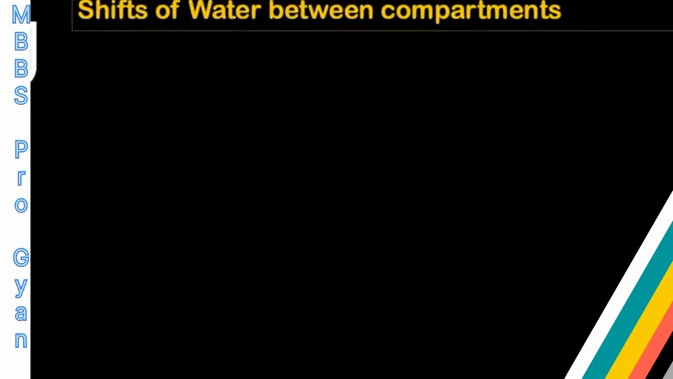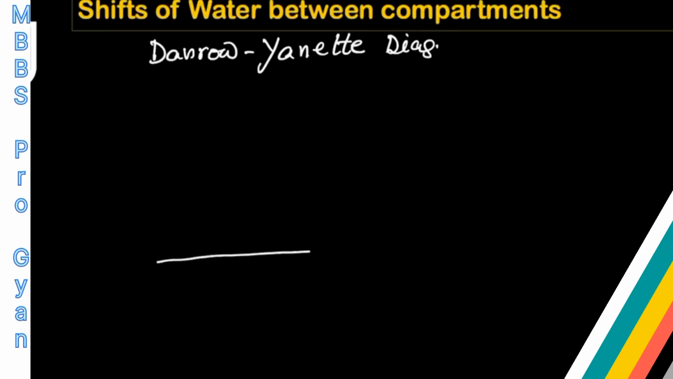Now we are going to discuss the next topic, that is the shift of body water between different compartments, right? We have just discussed different types of body water compartments. Now we'll be discussing, if you give an extra amount of different fluids, how this extra fluid will enter the ICF or ECF. This discussion will be based on a diagram which is known as the Darrow-Yannet diagram. So what is this diagram first?